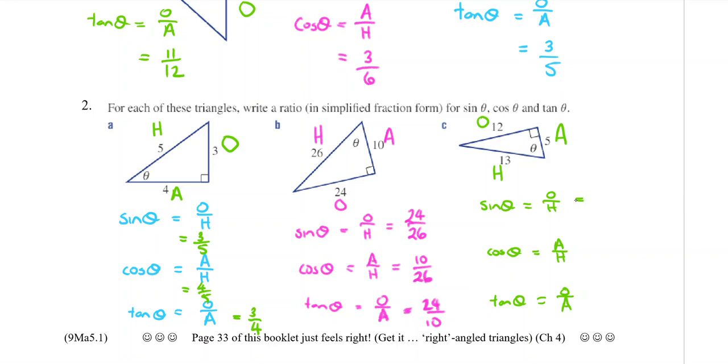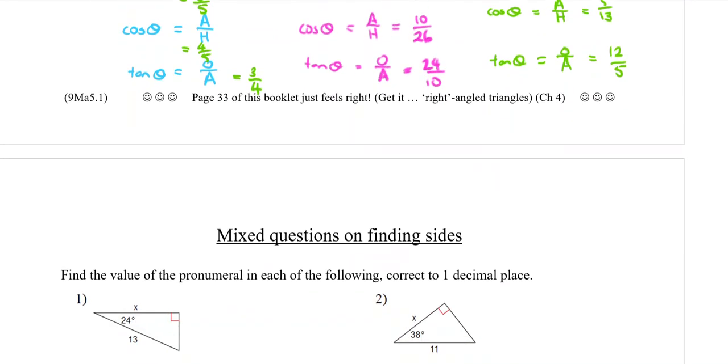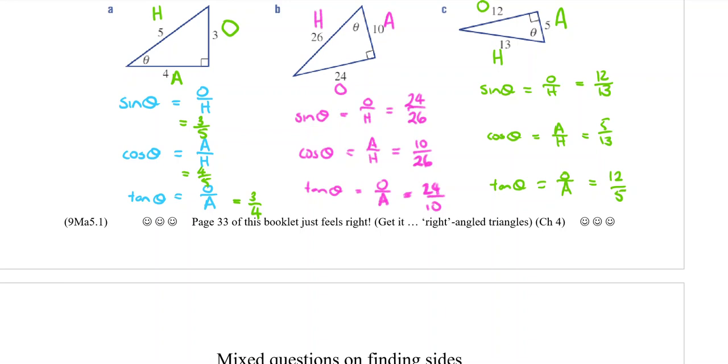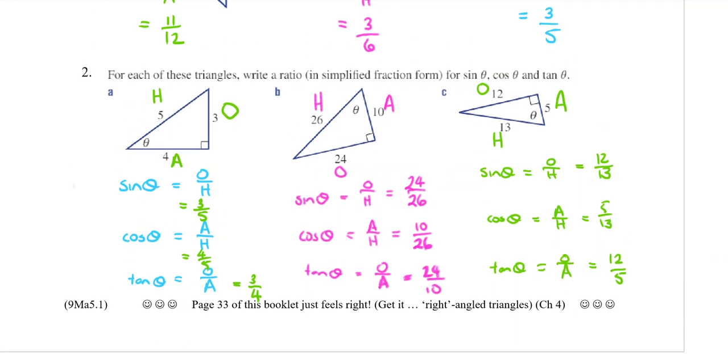Sine theta equals? A over H is 5 over 13, and O over A is? Very good. Okay, so I know we're still a little bit shaky there, but that is what we call finding the ratio. If you see this in a multiple choice question, it will say write the ratio, find the ratio. And you just got to make a fraction.